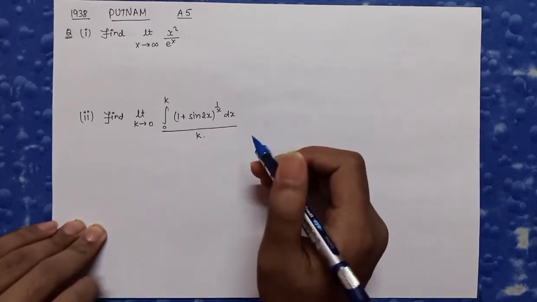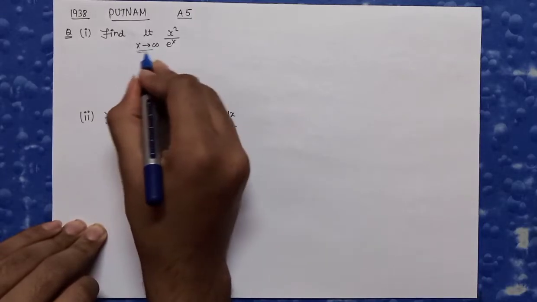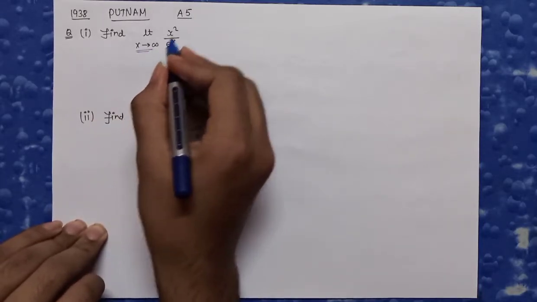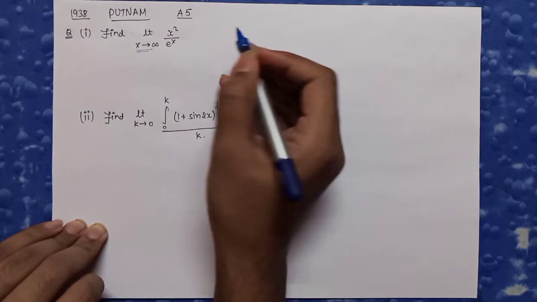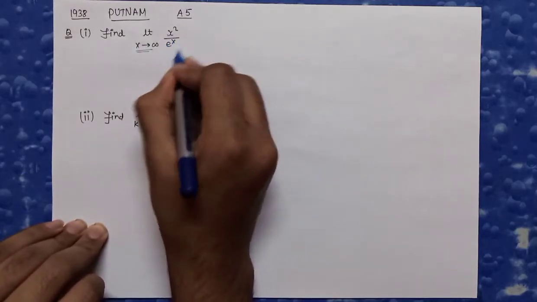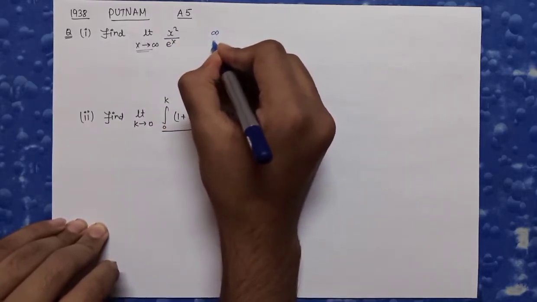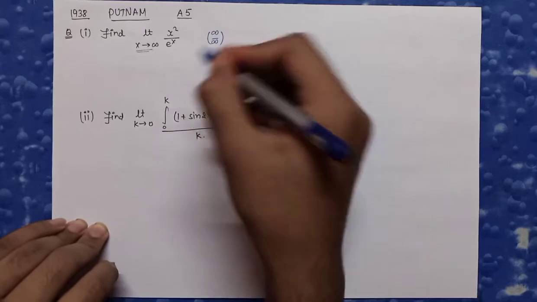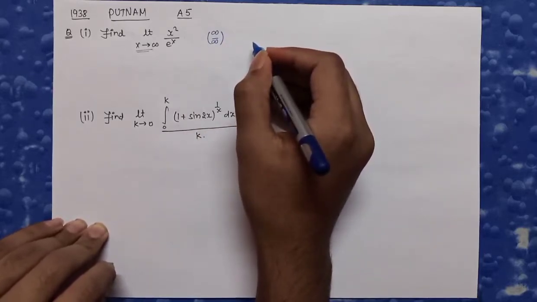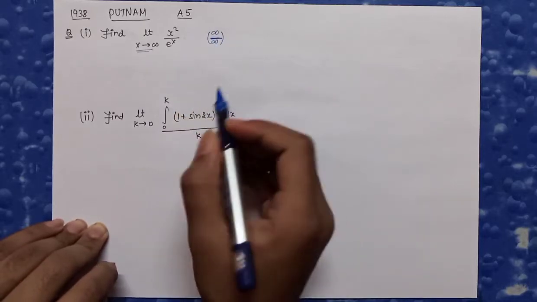Let's start the solution. In the first question, x is tending to infinity and we all know that x square will also tend to infinity, and e raised to the power x must also tend to infinity. Thus we can say that it is an infinity by infinity indeterminate form, because we have 7 indeterminate forms, and it is one of them.